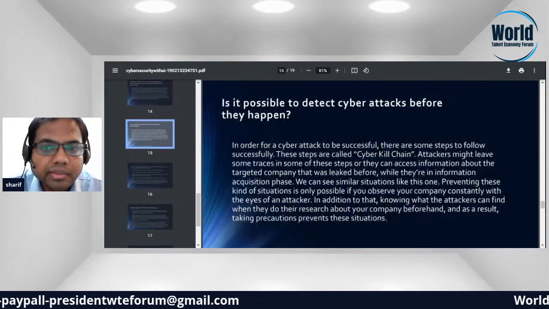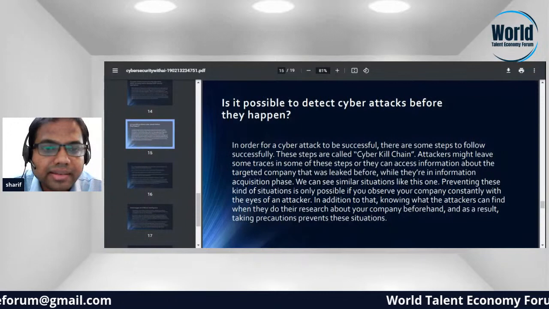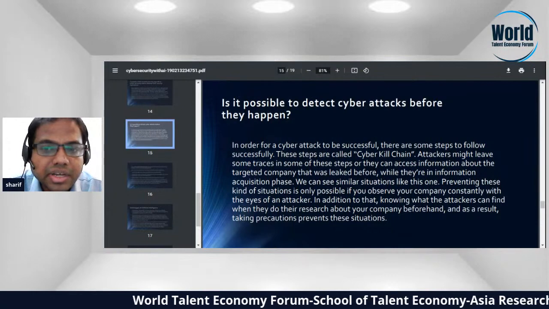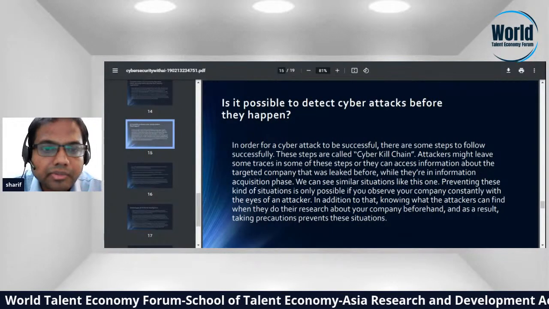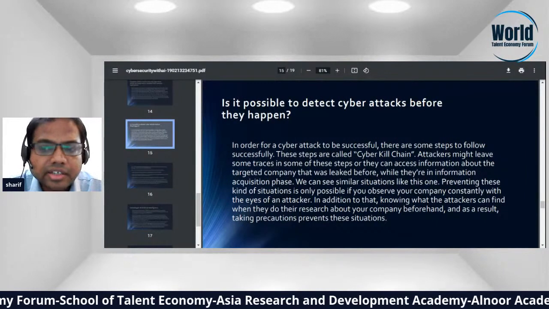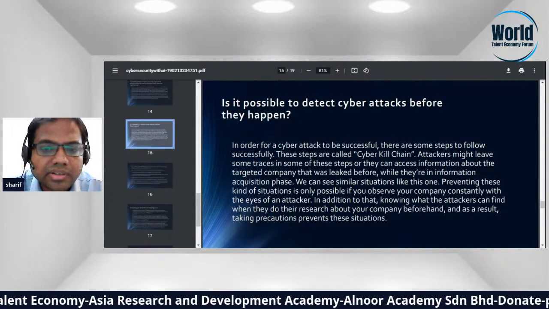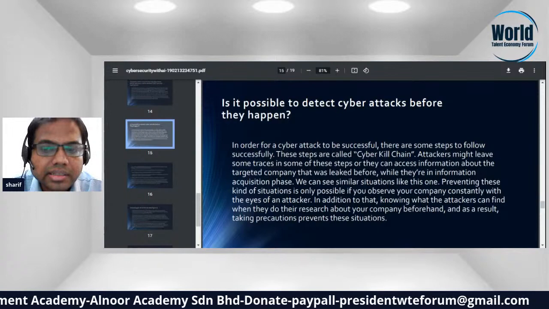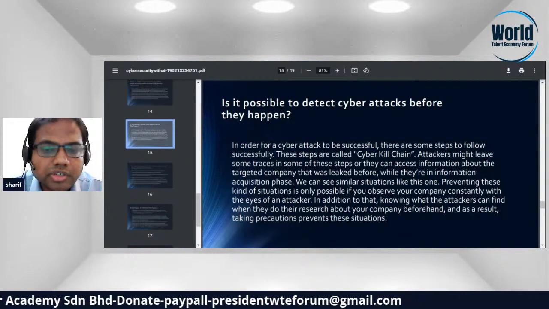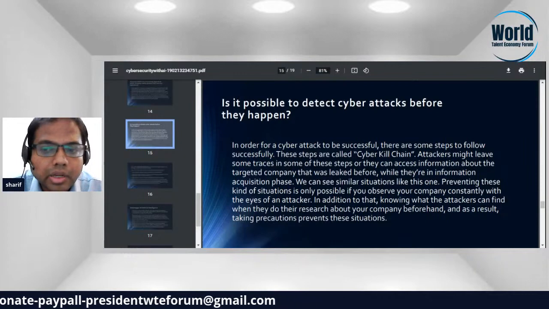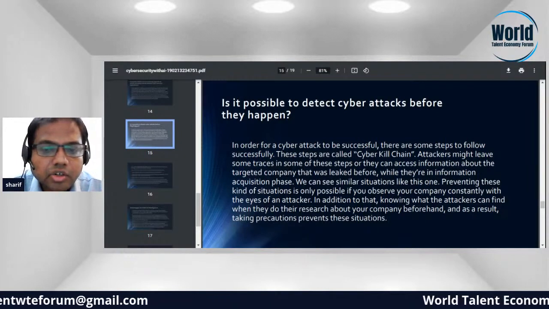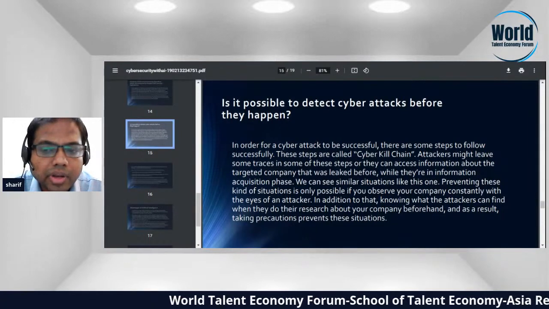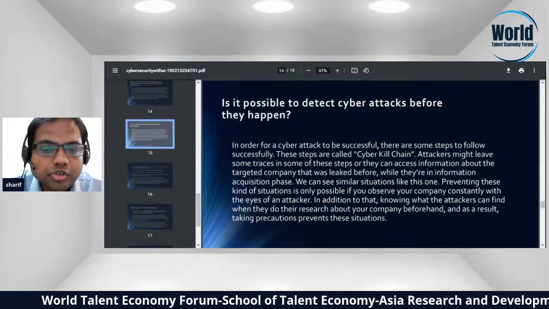Is it possible to detect cyber attacks before they happen? In order for a cyber attack to be successful, there are some steps to follow. The steps are called the cyber kill chain. Attackers might leave some traces in some of these steps, or they can access information about the target company that was leaked before. While they are in the information acquisition phase, we can see similar situations like this one. Preventing this is only possible if we observe our company constantly with the eye of an attacker. In addition, knowing what attackers can find when they do their research about your company beforehand, and as a result taking precautions, prevents this situation.